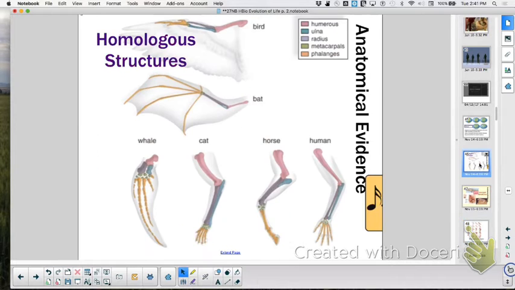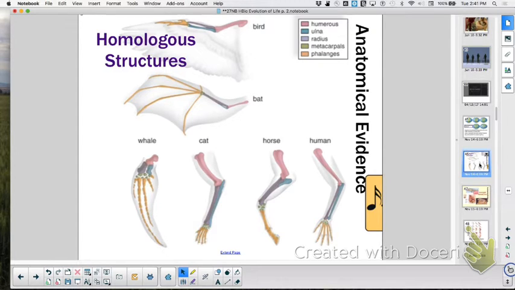Homologous structures. So you can see humerus, radius, ulna, carpals, metacarpals, phalanges, and you can see it whether it's a human, a horse, a cat, a whale, a bird, or a bat. And so you're saying they probably have a common ancestor that they developed from. They don't all use it for the same function. Now, a bat and a bird happen to have the same function with their forearm. What do they use it for?